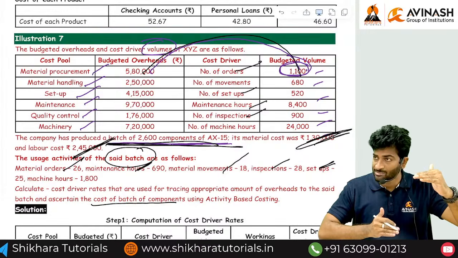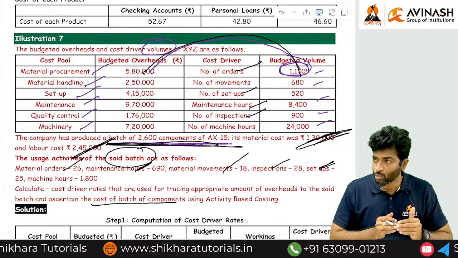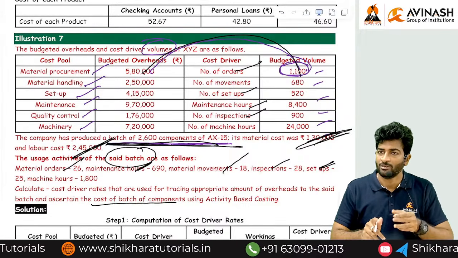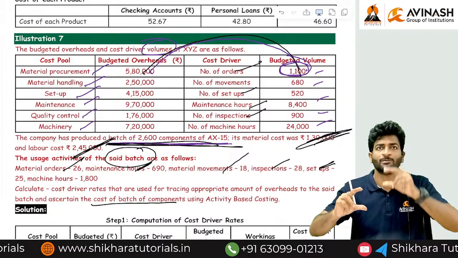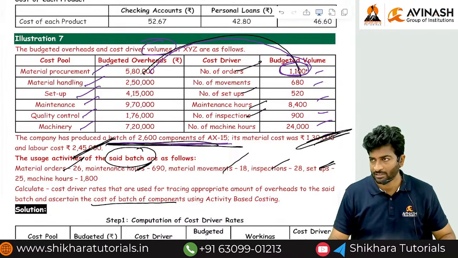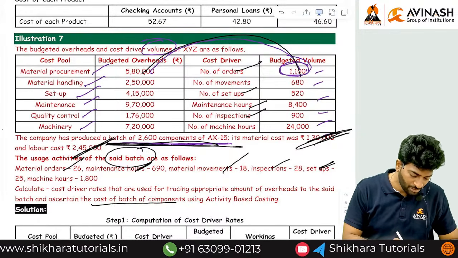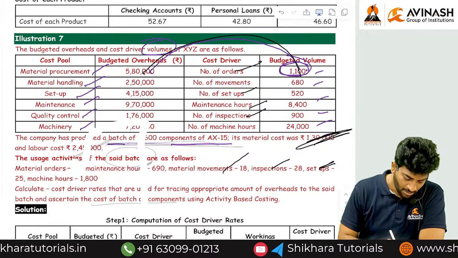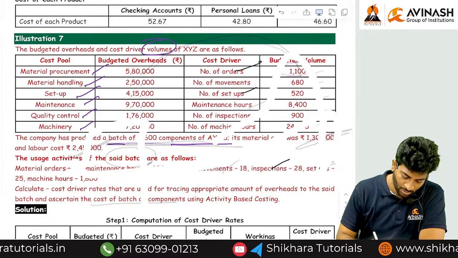Those orders, movements, relating to the 2600 components of AX15, multiply with the ABC rate. So under overhead, I will have 6 items. Material and labor, make a total. That is your answer. Clear, clear. Go through the information once.